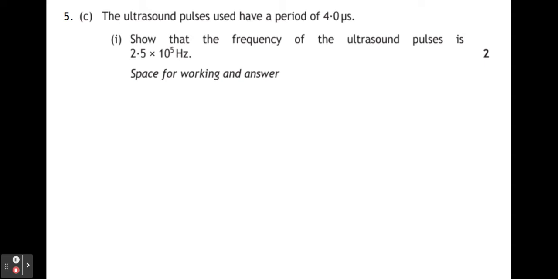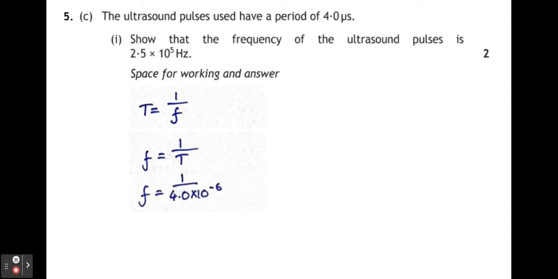So, this is a show that question. In a show that question, you must always begin with a formula that is on the formula sheet. Here, I'm going to start with this one. Period equals 1 over frequency. That's the definition of period, the inverse of frequency. The opposite is also true though. Frequency is the inverse of period. So frequency equals 1 over capital T.